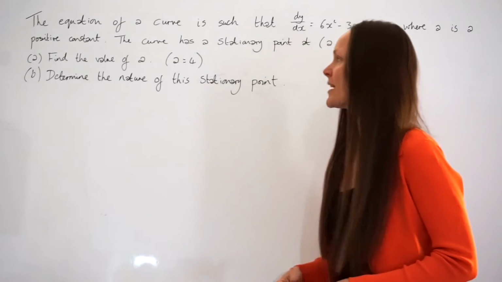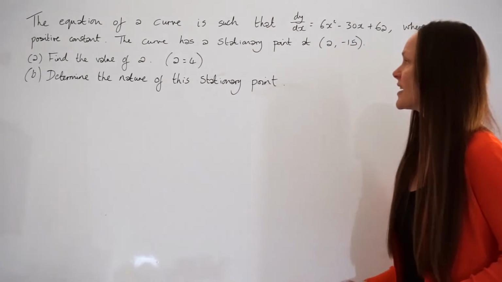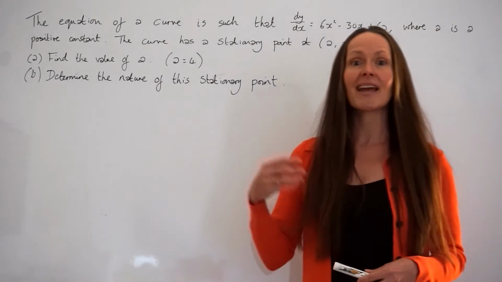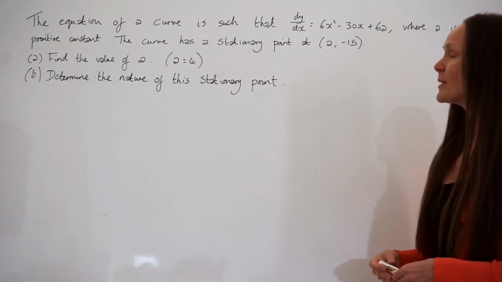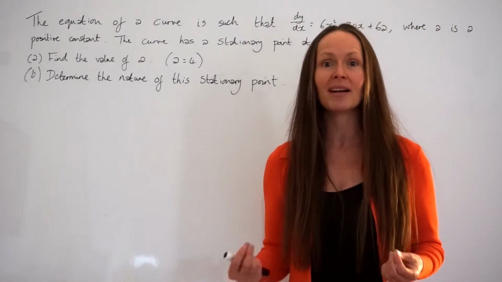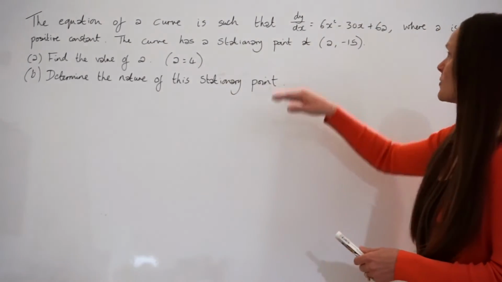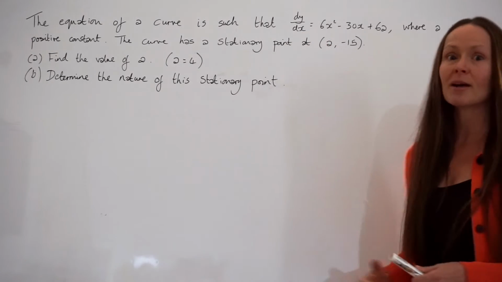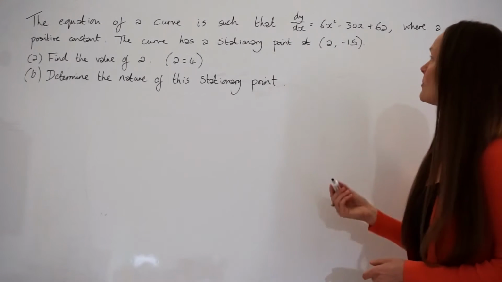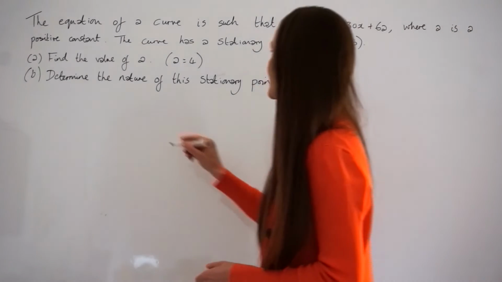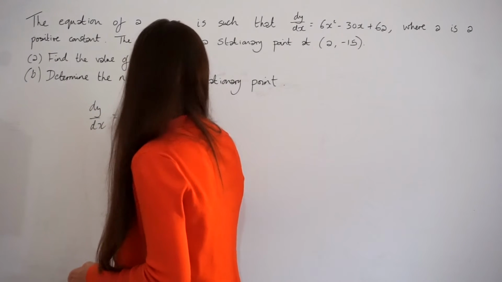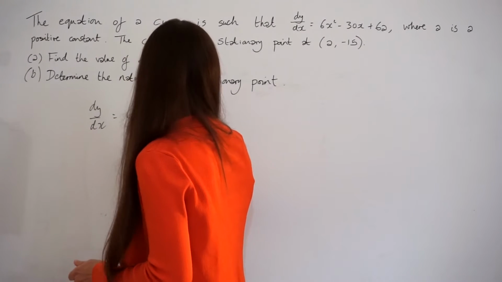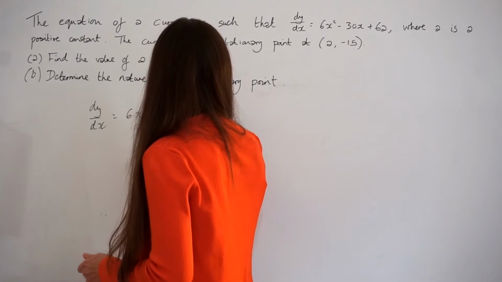In part B, we have to determine the nature of this stationary point. So is it a maximum point or a minimum point, for example? To do this, we have to work out d2y by dx squared. That just means differentiate dy by dx. So I'm going to start by writing down dy by dx, which is 6x squared minus 30x plus 6a.